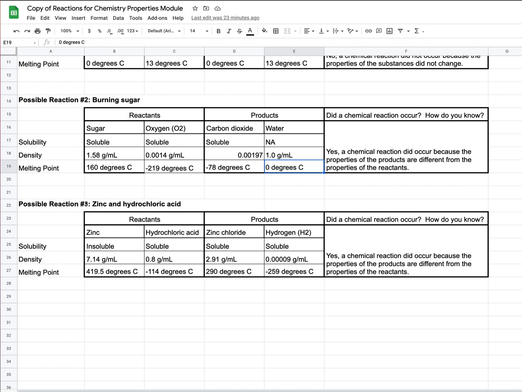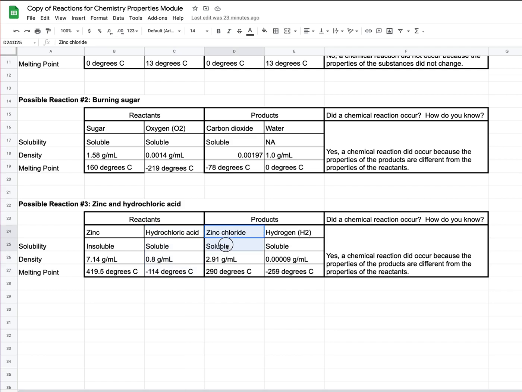All right. Last reaction, zinc and hydrochloric acid. We did this together in class. We watched the YouTube video of it. We start with zinc. We drop it in some acid. What do we get? A lot of bubbling, and the zinc slowly disappears and becomes a substance called zinc chloride. So what's going on here? Well, zinc is not soluble in water, has a density of 7.14 grams per milliliter, and a melting point of 419.5. Hydrochloric acid is soluble, has a fairly low density, 0.8 grams per milliliter, and a melting point of negative 114. What do they produce?